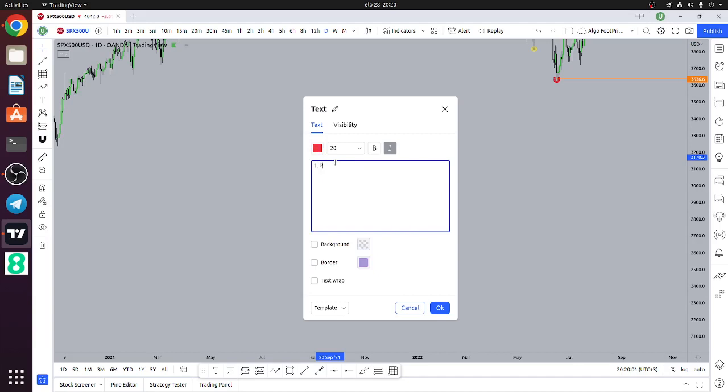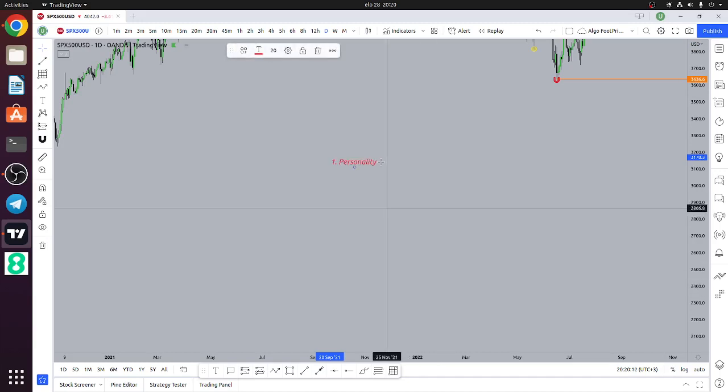So, number one is personality. You need to understand yourself. What are your weaknesses? What characterizes you? How do you understand yourself? What is your personality? Do you get angry so easily, like myself? I had an issue with anger.